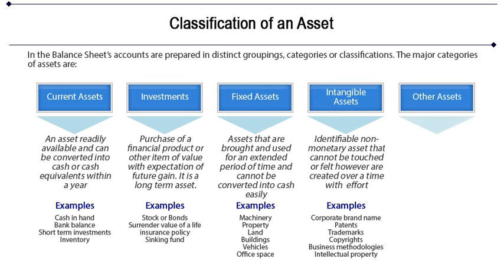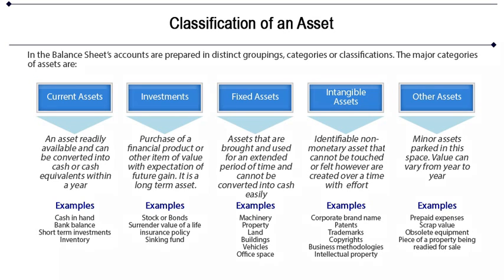Other current assets. Minor assets that generally do not fall under any of the other categories are other current assets. The value of this category can vary drastically from year to year. For example, prepaid expenses, scrap value of inventory, obsolete equipment, pieces of a property being readied for a sale, etc.